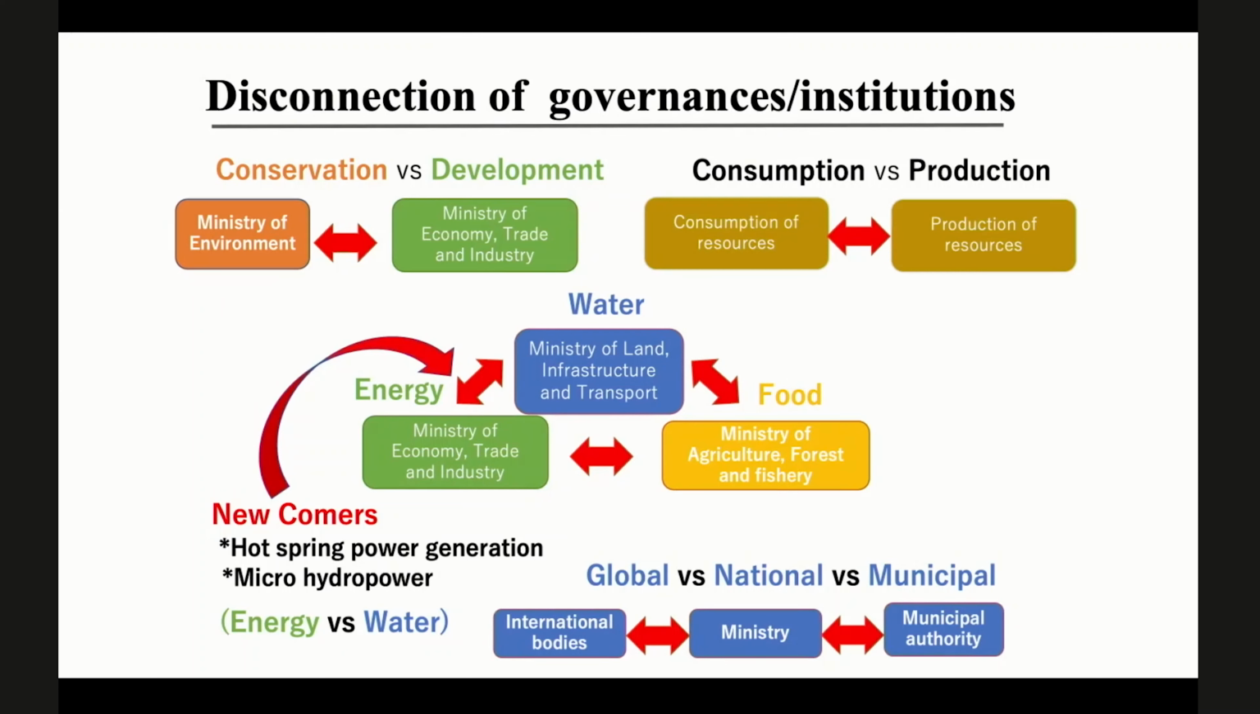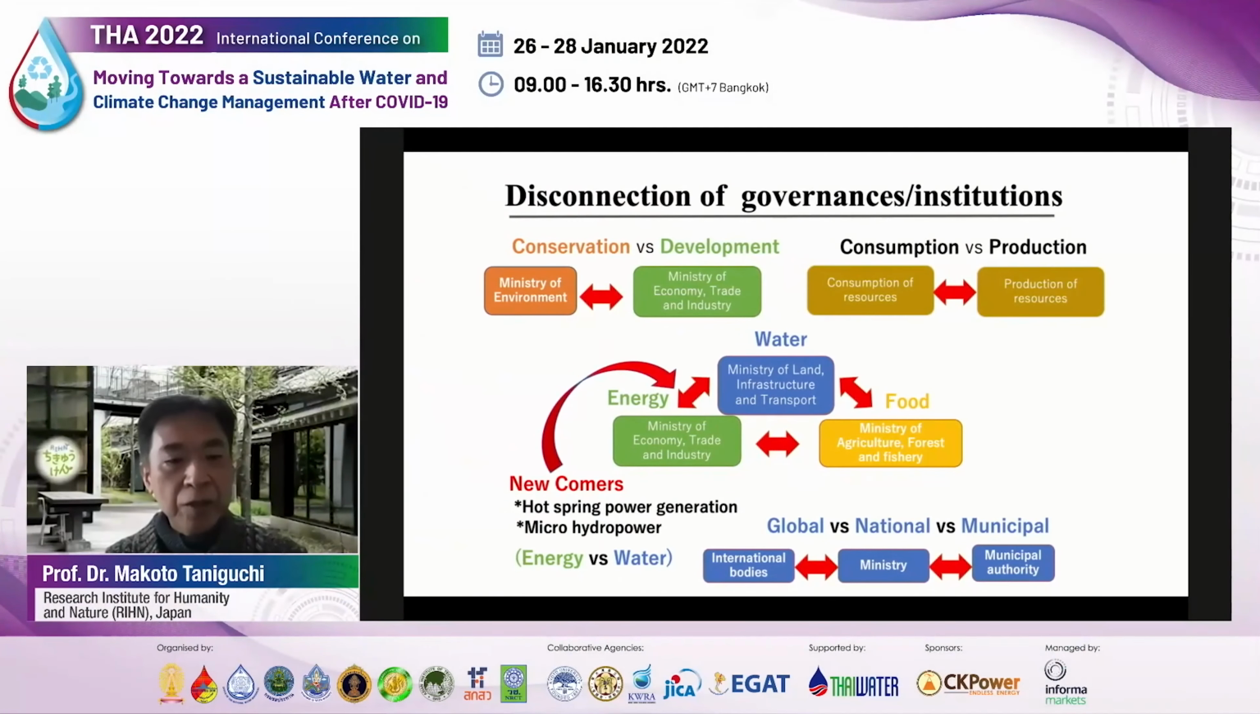We also think about the disconnection of groundwater management and other resources management among the different sectors and institutions. There are many disconnections, such as conservation versus development, consumption versus production, and also the disconnection of resources management, such as water, energy, food. If we have newcomers, such as spring water power generation or micro hydropower, we have to think about which ministry has to take care, water or energy or food. And also global versus national versus local municipal management is another disconnection of governance.